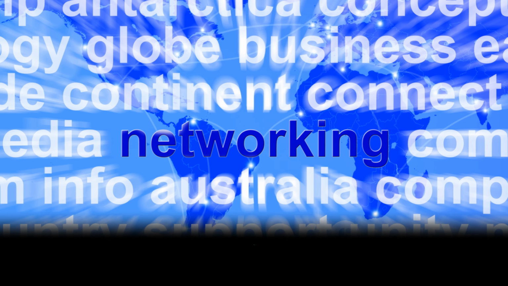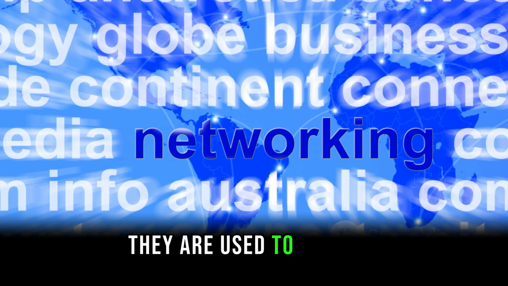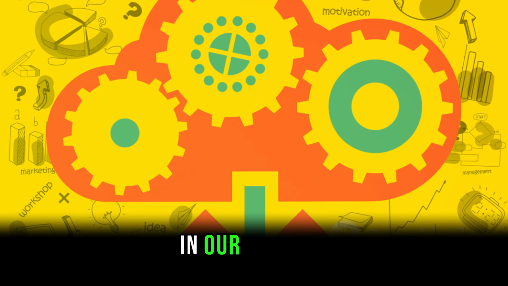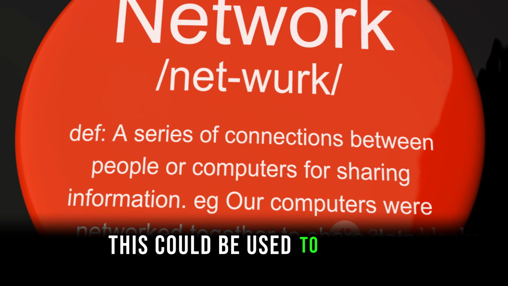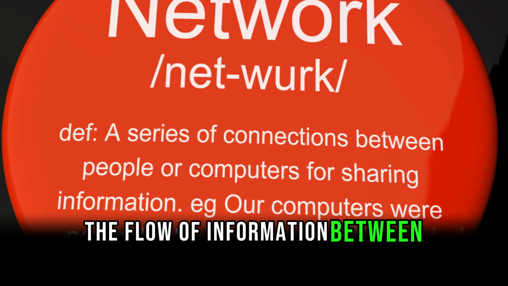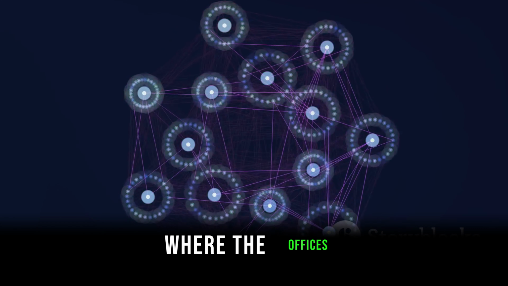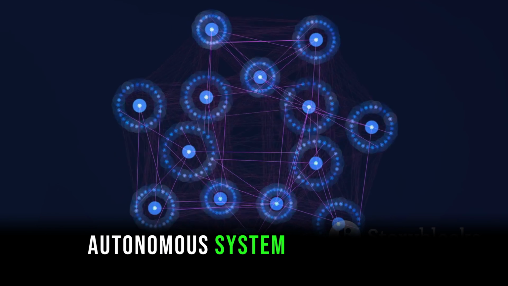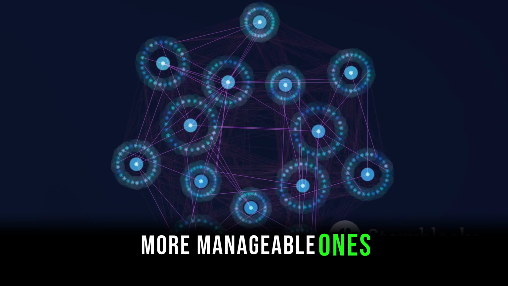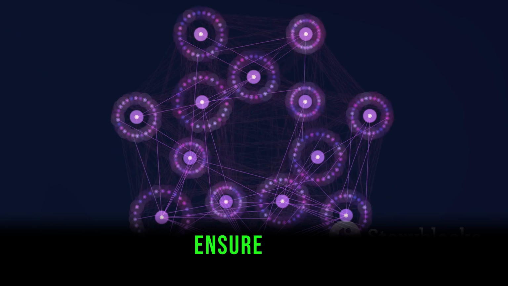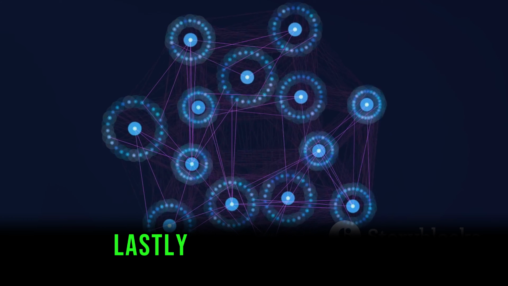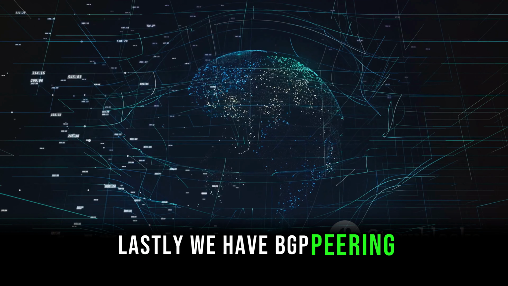Then we have confederations. They are used to control the propagation of routes within a large autonomous system. In our example, this could be used to manage the flow of information between different regions where the offices are located. By dividing the large autonomous system into smaller, more manageable ones, confederations ensure that the network remains efficient and scalable.